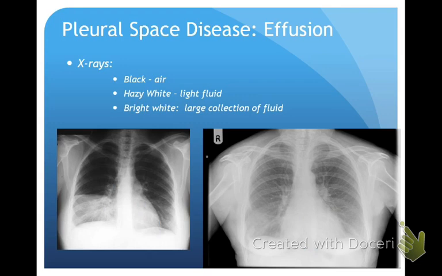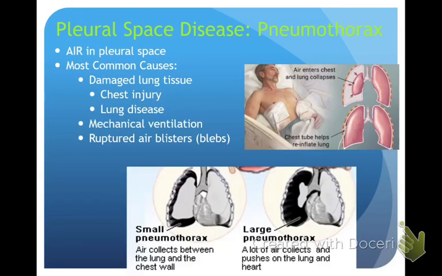So let's keep scrolling through. Fluid in there is called an effusion. Air in the pleural space is called a pneumothorax. So there, it's still an effusion. It's an effusion of air. So everything in the pleural space could be called an effusion, but basically we call fluid in the pleural space effusions. We call air in the pleural space a pneumothorax.